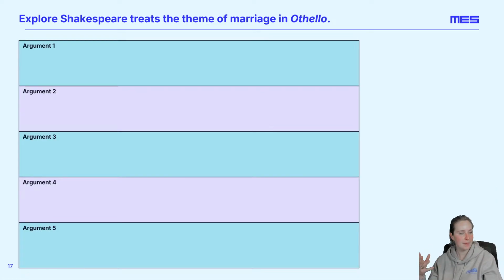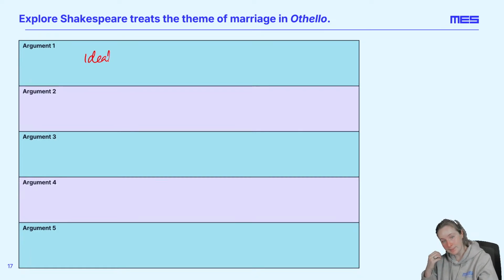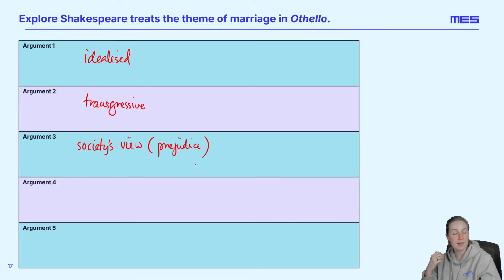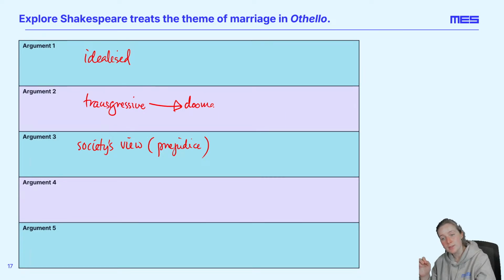The same for the theme of marriage. We can again talk about it as idealized. We can talk about it as transgressive. We can talk about society's view of this, looking at prejudice, for example, and using these ideas that we've looked at in other lessons, but we can still appropriate into our answers here. We can talk about the fact that this was transgressive, so it's doomed.